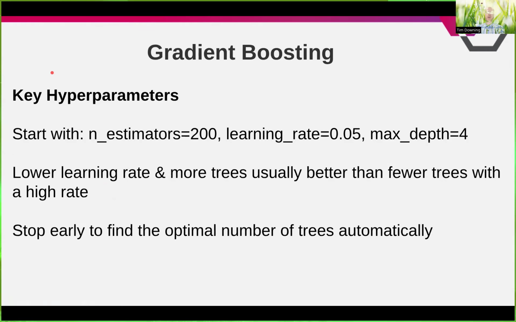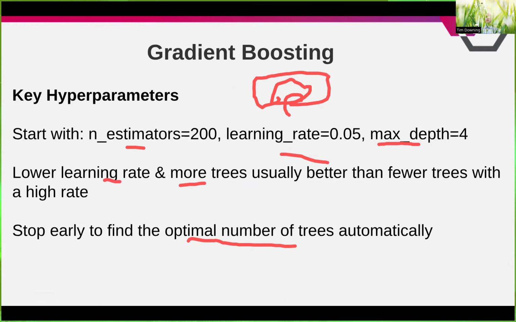Key parameters to think about are the number of estimators at the start, the learning rate required, and the max depth of the tree. A lower learning rate and more trees is usually better than fewer trees with a higher learning rate. So you can think of the learning rate as kind of the random walk of trying to find a better solution across some sort of plane where some parts may be better than others. So we want that rate of walking to be at a certain level to find the optimal solution. And we can stop it early to find the optimal number of trees automatically.